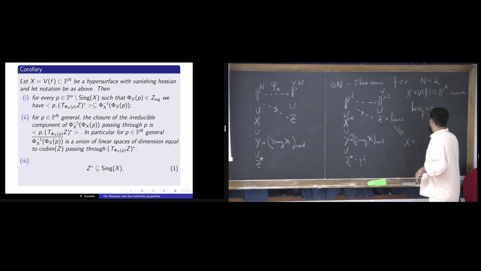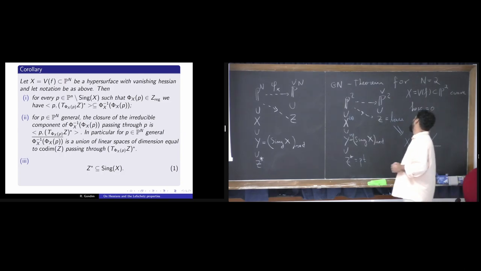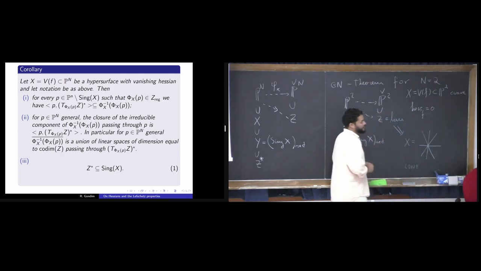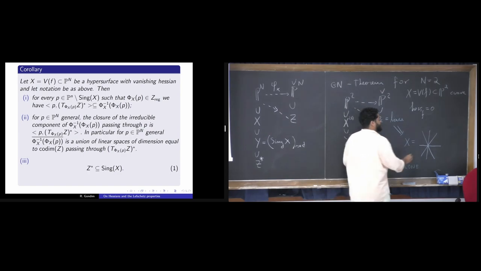All over, X is a cone, which is lines passing through a fixed point.